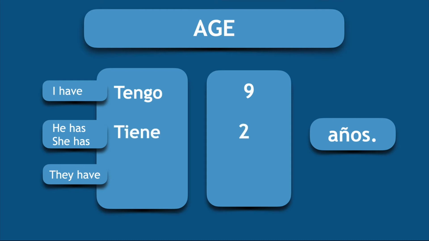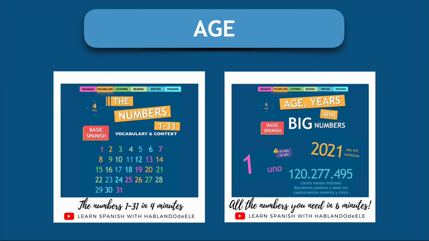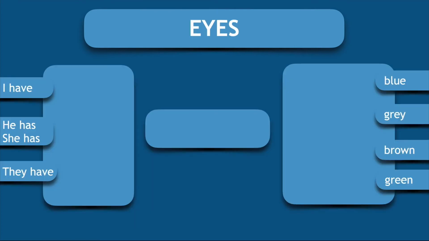Tiene 21 años. And they are 50 years old. Tienen 50 años. If you need to revise how to say the numbers in Spanish, you can watch any of the videos on the screen that will be linked in the description box below.